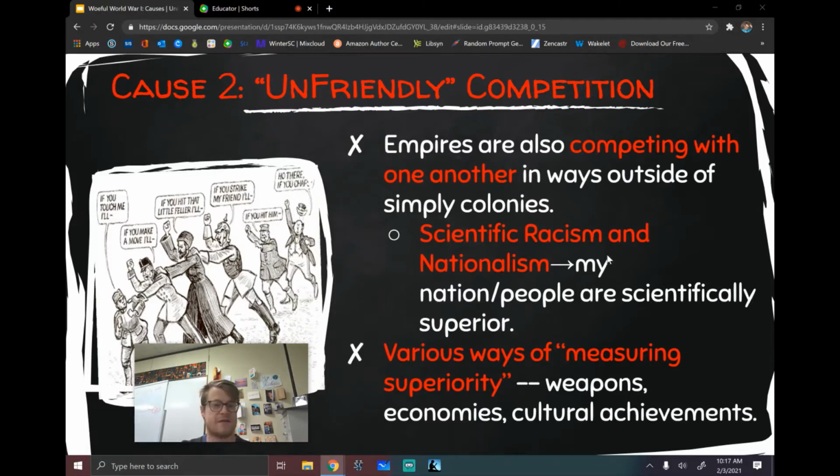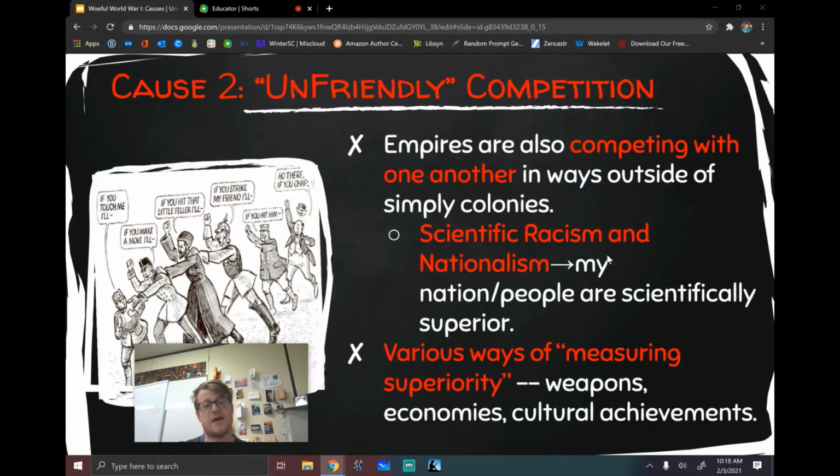And the first is something called scientific racism, which I will go ahead and define for you very quickly. It's the idea that genetically, racially speaking, my group of people is superior to yours, which, if you think about the logical extension of that, you can see where, for example, Hitler might get some of his ideas with his final solution and the Holocaust.